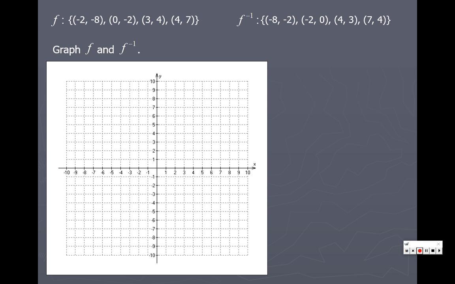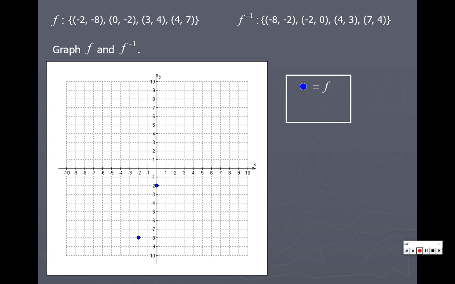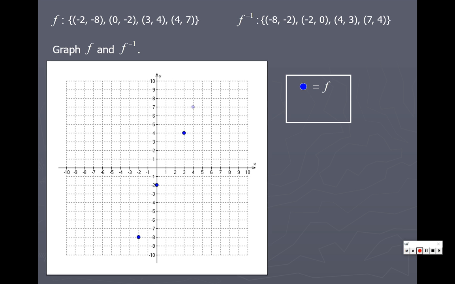Yeah? So I'm going to graph the f's in blue. Here they come: (-2, -8), (0, -2), (3, 4), and (4, 7). I graphed all those blue points, which were the f points.